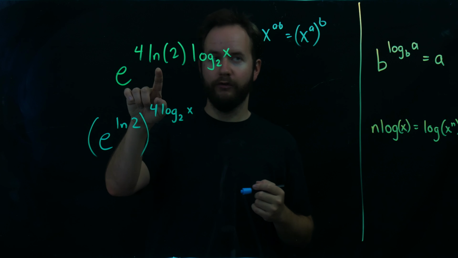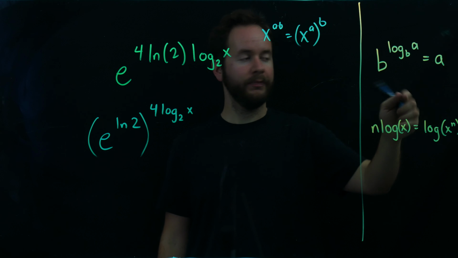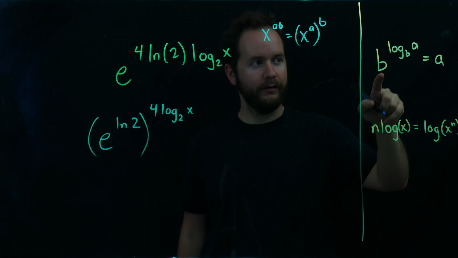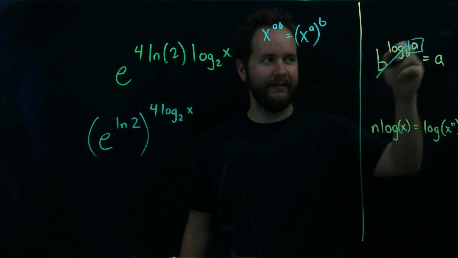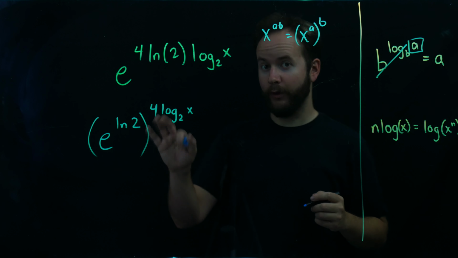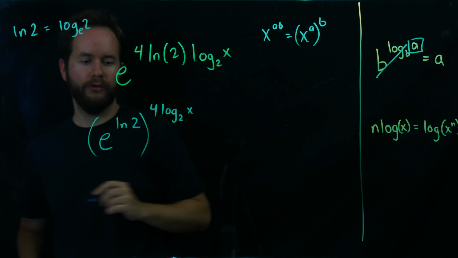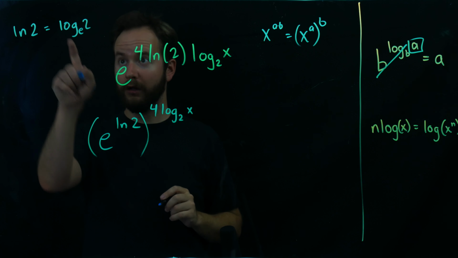Now, why did I do that? This is where I use this rule, that when I have b to the log base b of a, I just get a. It's almost as if the b and the log base b cancel, just giving me a. That's exactly what happens here, whether you realize it or not, because ln is log base e. You can say ln of 2 is the same thing as log base e of 2. So this ln of 2 is a log base e, and guess what's going to happen? In the same way that b and log base b cancel here, e and the ln cancel. So e and ln cancel, giving me just 2 on the inside of these parentheses.